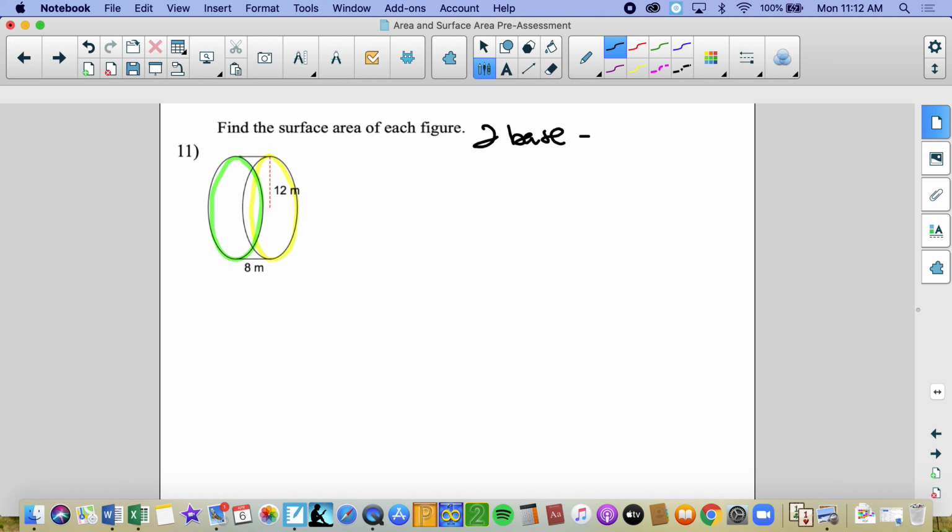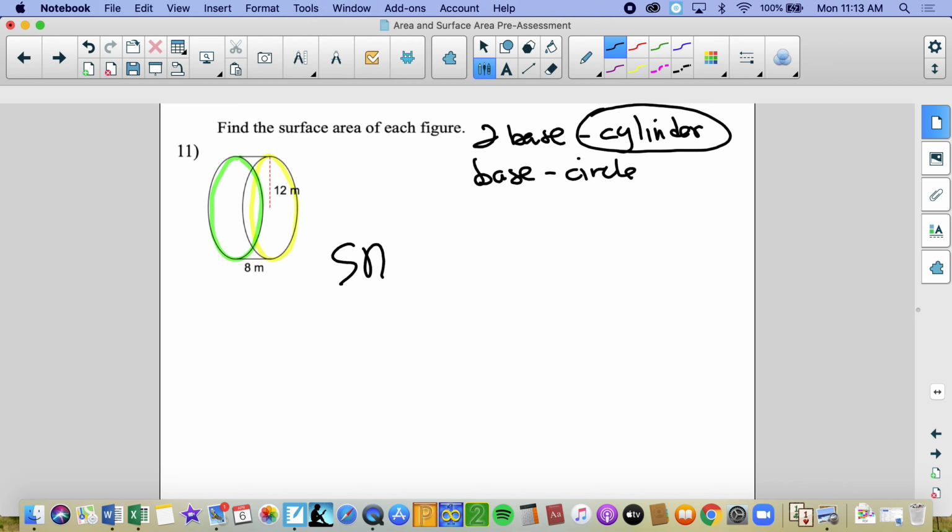So when we talk about circular bases, we call this a cylinder. And the base shape is a circle. So it's a circular prism known as a cylinder. It's not called a circular cylinder because all cylinders are circular. We actually just call it a cylinder. And the surface area equals still lateral area plus 2 times the base area.